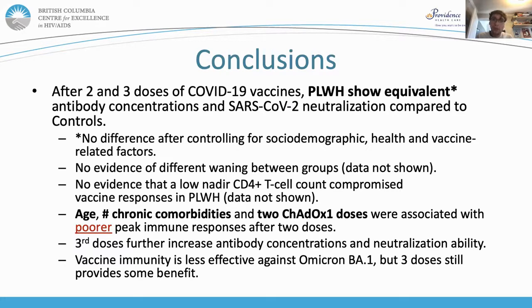And this is after receiving the second and third COVID-19 vaccine doses and adjusting for socio-demographic factors, vaccine, and health variables. We didn't see any difference in immune waning between the two groups. And we also did not see that the lowest CD4 count, or the nadir CD4 count on file, was correlated with a weaker response in our people living with HIV group. Instead, the only factors that we observed for weaker responses were age, number of chronic comorbidities, and again, 2 doses of AstraZeneca as part of their initial vaccination series.